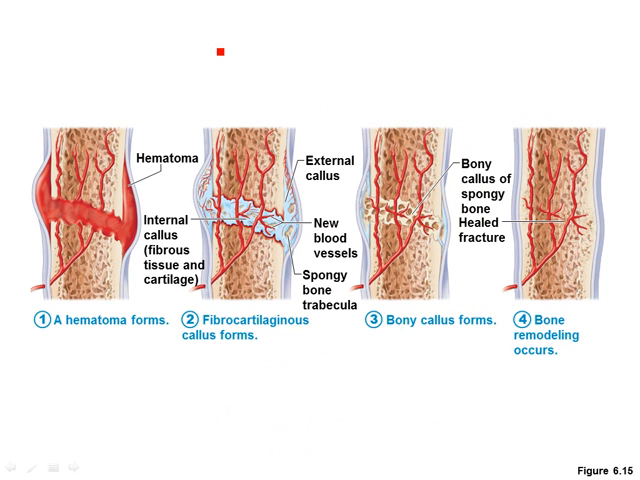So here we go again, just one more time. Got your hematoma, put down your cartilage, replace your cartilage with bone, remodel it, reshape it, put down your compact bone, and you're healed. And this can take anywhere from 2 to 6 months, depending on the size of the break, the completeness of the break, the size of the bone. So anywhere between 2 and 6 months. So you'll see some people in a cast for 4 weeks, 6 weeks, 8 weeks. It just depends on what the break is and how severe it is.